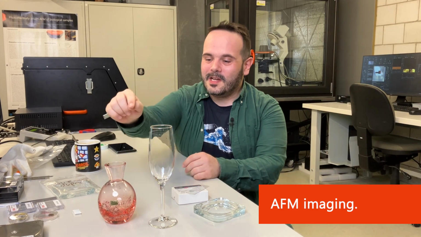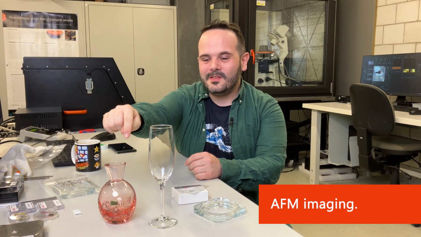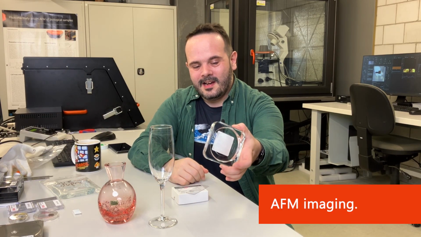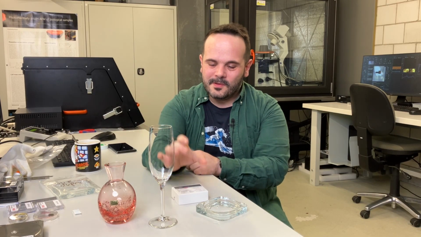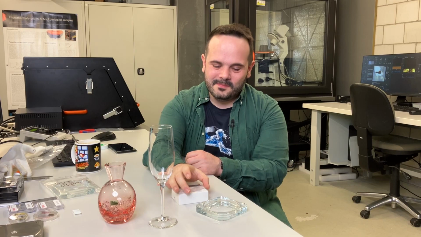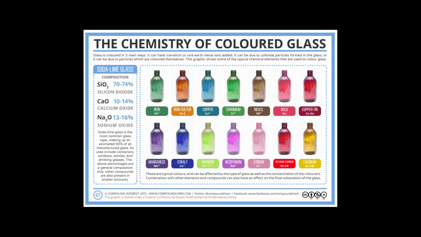So these are the samples we're going to be looking at today. We have a Friedrich vase from the 70s, a brand new champagne flute, a glass candlestick holder, also brand new, and a borosilicate glass slide. The microscope glass slide we know for sure is borosilicate. I am not so sure about the flute and the candlestick holder.